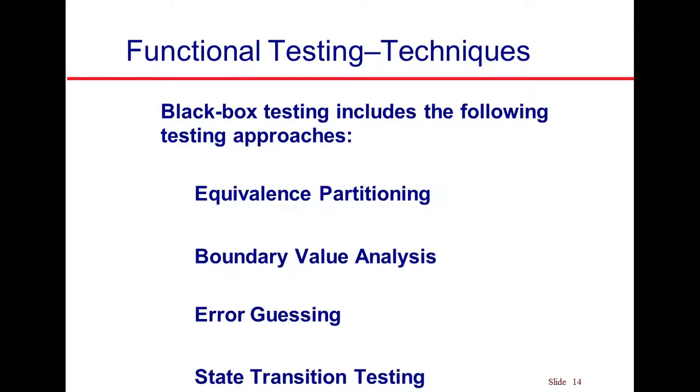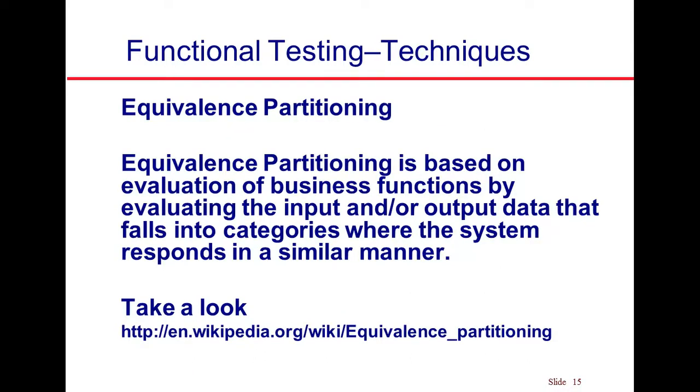Okay, now the functional testing techniques. What are those techniques which are used in functional testing? Black box testing includes the following testing approaches like equivalence partitioning, boundary value analysis, error guessing, state transition testing. Now what happens in equivalence partitioning is that this is basically based on the evaluation of business functions by evaluating the input and output data that falls into a category where the system responds in a similar manner. Okay, so you can check this link also to know more about equivalence partitioning.